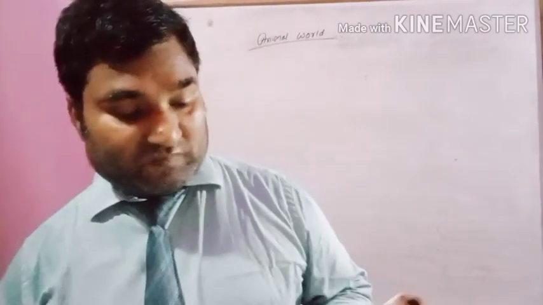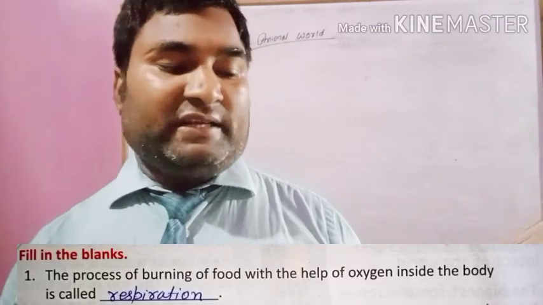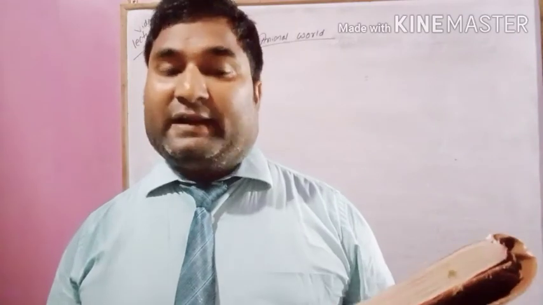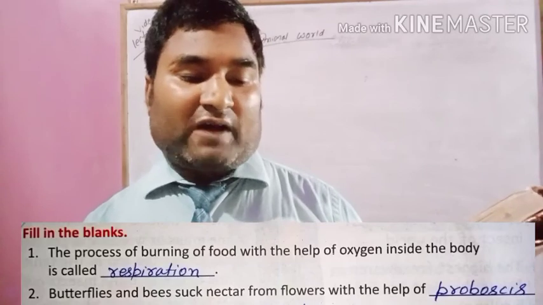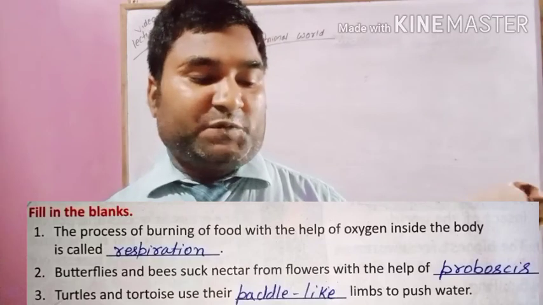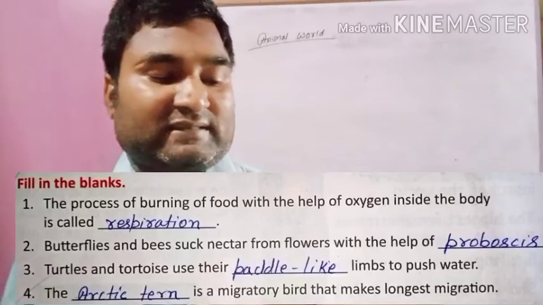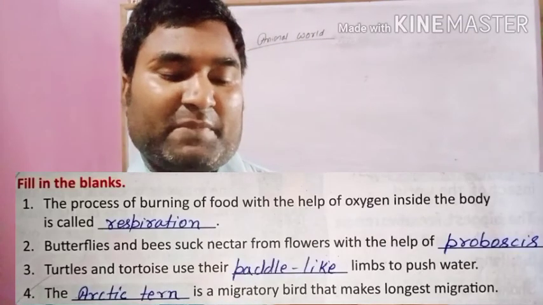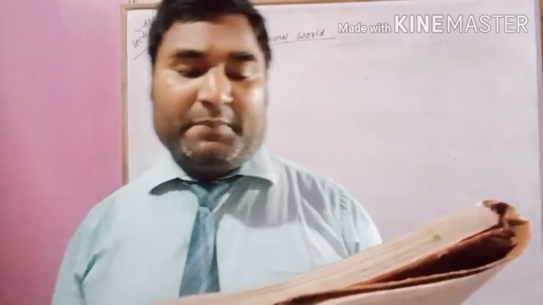Okay? Fill in the blanks. The process of burning food with the help of oxygen inside the body is called respiration. The butterflies and bees suck nectar from the flowers with the help of proboscis. The tortoise uses its paddle-like limbs to push water. The Arctic tern is the migratory bird that makes the longest migration.